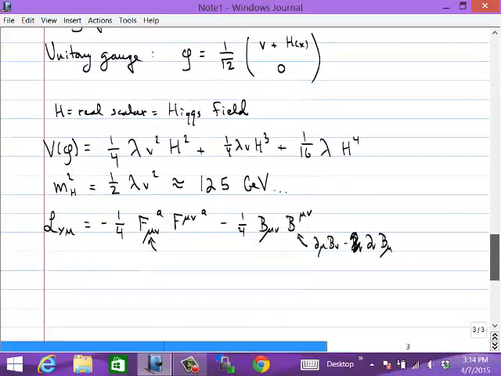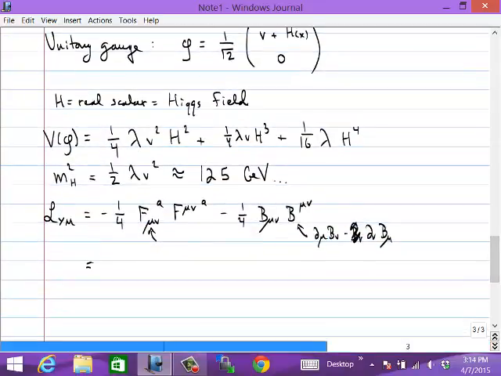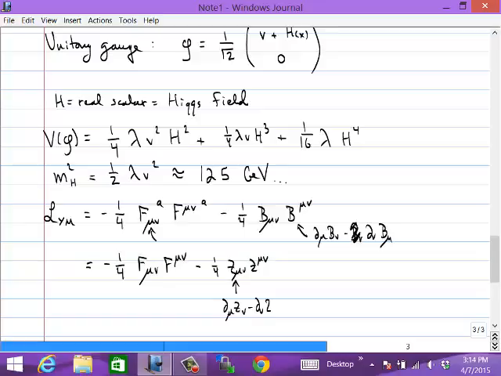So that means that you'll get a standard minus 1/4 f mu nu squared, where f mu nu is d mu a nu minus d nu a mu, so that's the standard kinetic term for electromagnetism. And you'll get a minus 1/4 z mu nu squared, where z mu nu is d mu z nu minus d nu z mu.